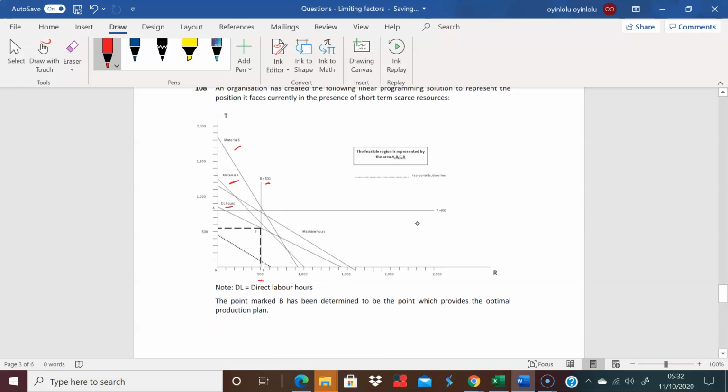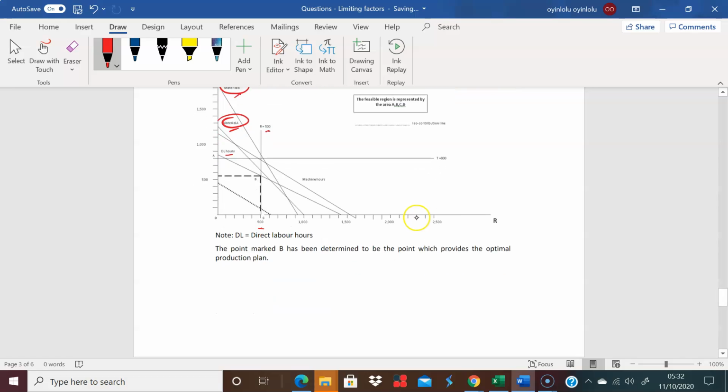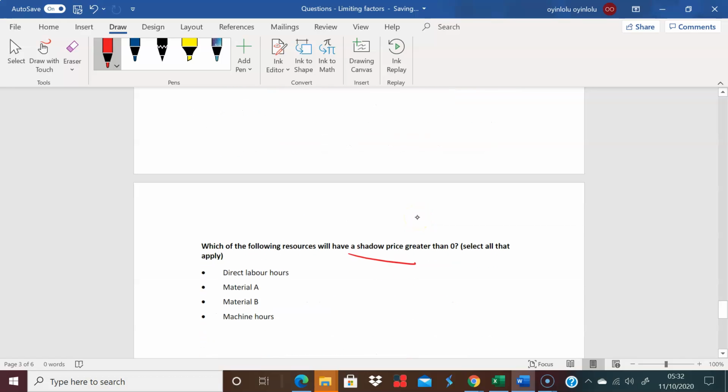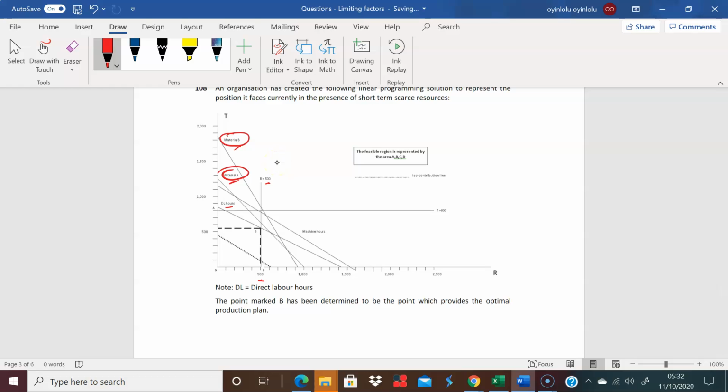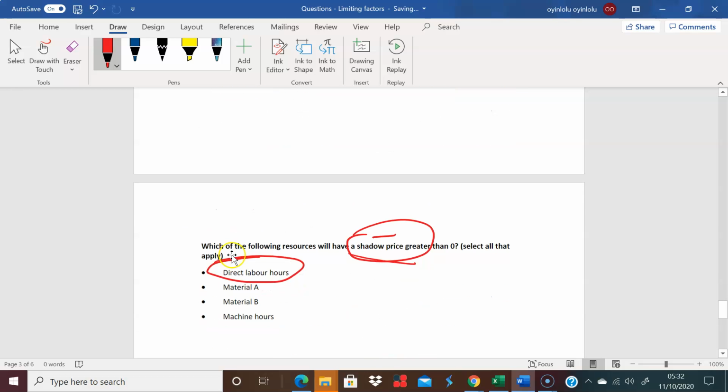Well, there's no point buying anything else because you have enough of it. So there's no point buying material B or material A. The only thing that definitely will have a shadow price greater than 0 would, of course, be direct labor hours, because that's where the restriction is. The restriction shadow prices are always only to do with scenarios where there isn't enough of a product. So here it's direct labor hours, and that's your answer there.